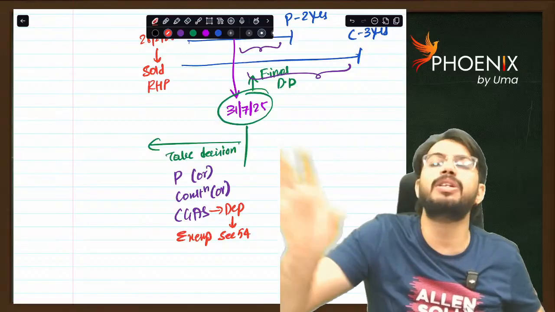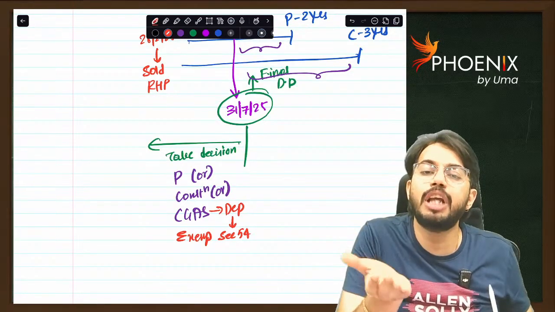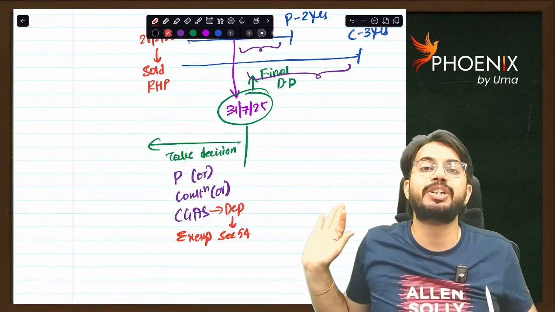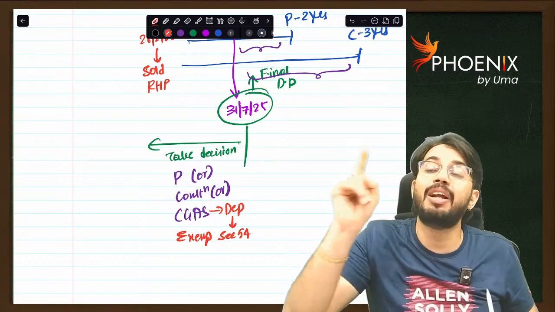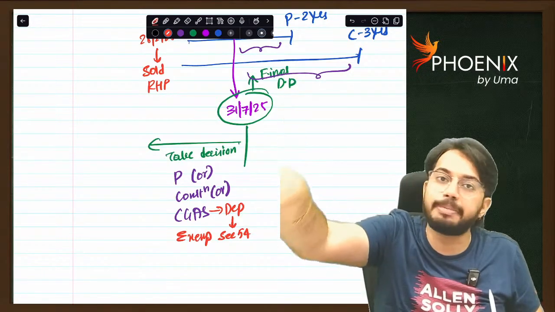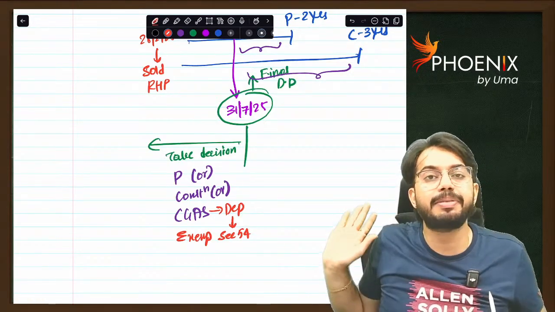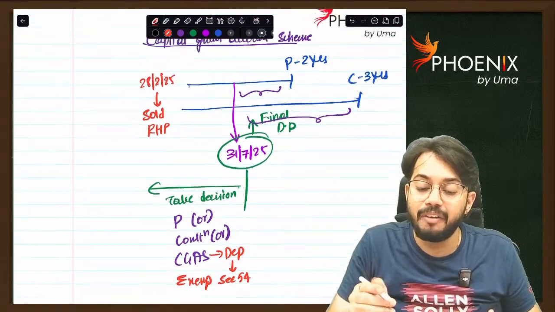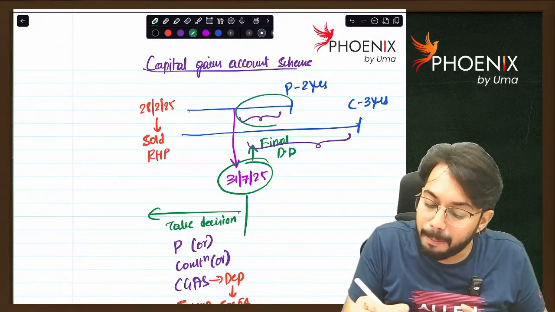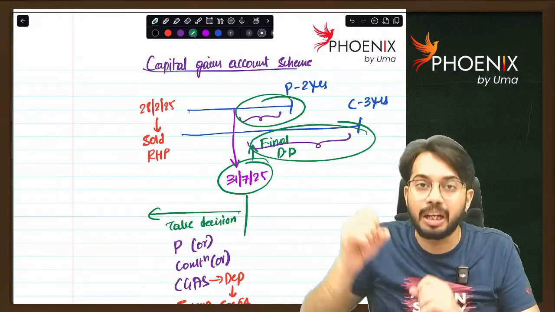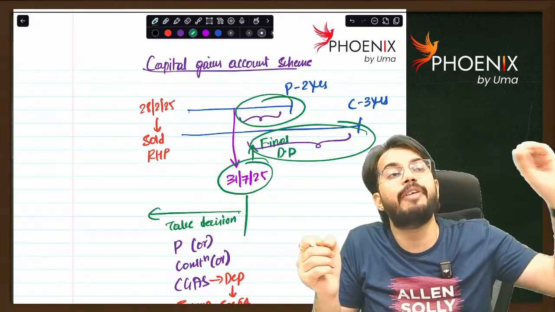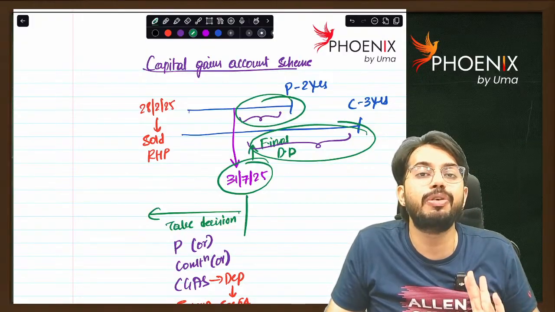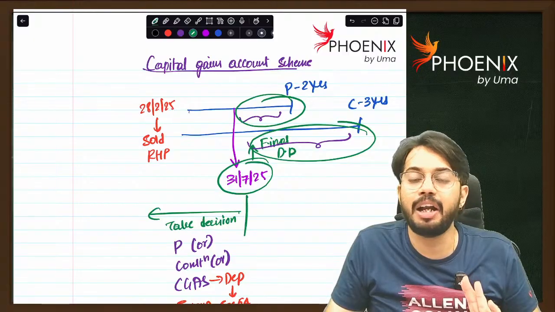Whatever amount is deposited in the capital gains account scheme, you use it now to claim exemption under section 54. But when you deposit money in the capital gains account scheme and claim exemption under section 54, tomorrow, within 2 years or within 3 years, you should mandatorily withdraw that money and use it for purchase or construction of a new residential house property. Are you able to understand?